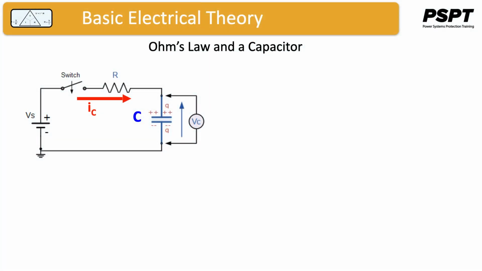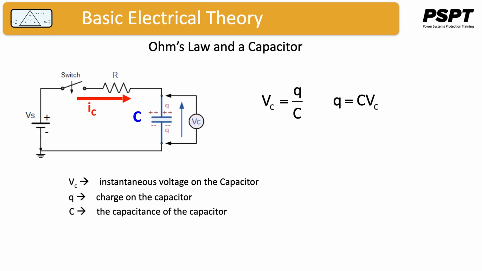Let's revisit a DC circuit momentarily and have a look at how a capacitor reacts to being charged. We know that the voltage across a capacitor is dependent on its charge. That is, the voltage across the capacitor is given by Q over C, where Q is the charge, C is the capacitance, and VC is the voltage across the capacitor. That equation can be rewritten as Q equals C times VC, which has the same variables.